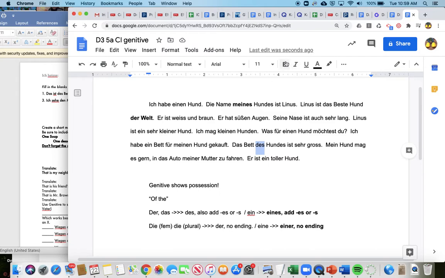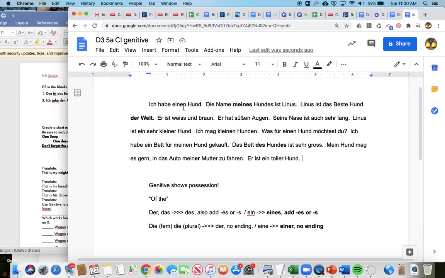So this was the easiest one to spot with genitive. But why is that genitive here? What we're saying is the bed of the dog is very big. Mein Hund mag es gern in das Auto meiner Mutter zu fahren. Any genitive there? Actually, yes. We're used to Mutter being feminine. Die Mutter, meine Mutter. If I say das Auto meiner Mutter, and notice no ending, I'm saying the car of my mother, my mother's car.